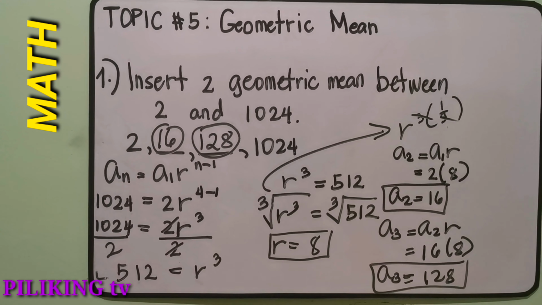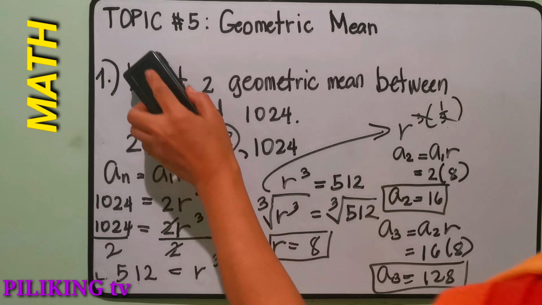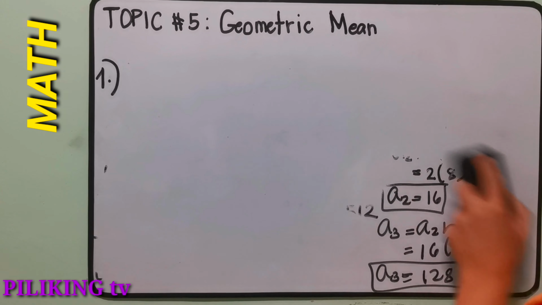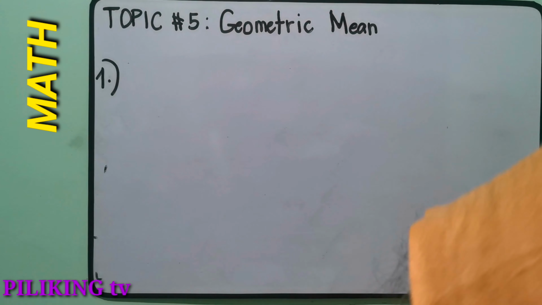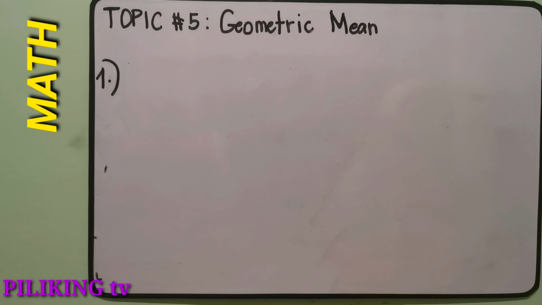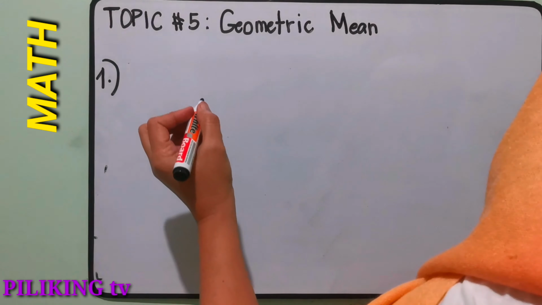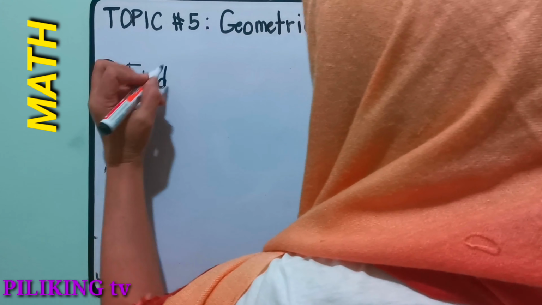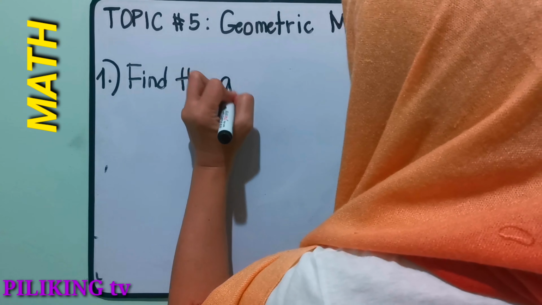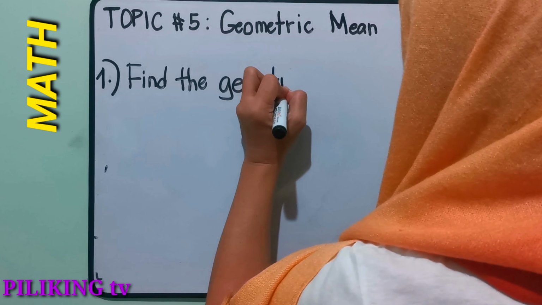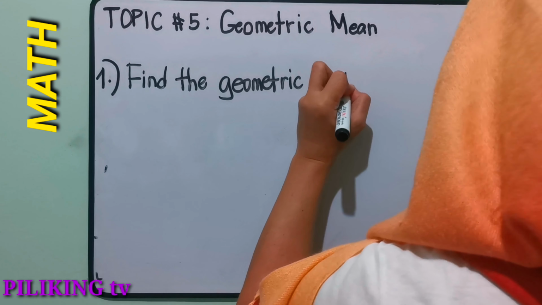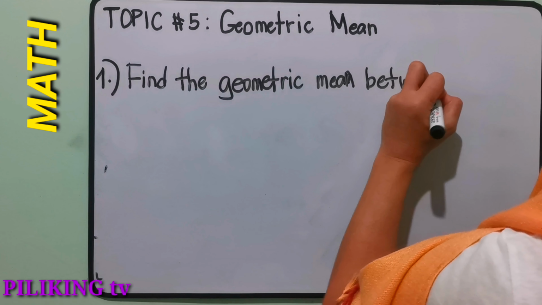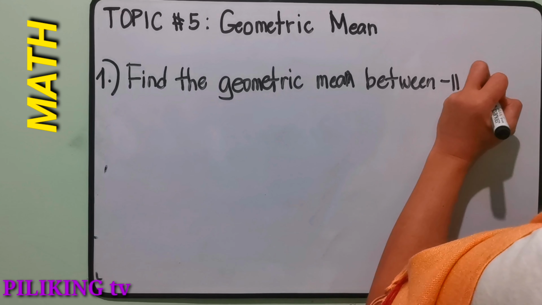Okay, let's proceed with number 2 example. Okay, so on number 2, find the geometric mean between -11 and -44.